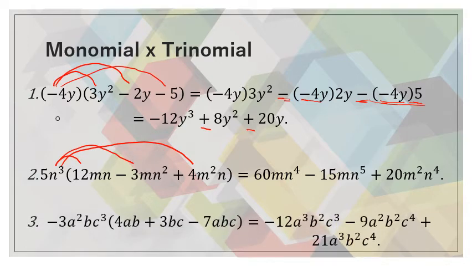And if we have negative 3a squared bc cubed multiplied to 4ab plus 3bc minus 7abc, so negative 3a squared bc cubed multiplied to 4ab will give us negative 12a cubed b squared c cubed. While multiplying that to 3bc will give us negative 9a squared b squared c to the power 4. And multiplying it to negative 7abc, again, we have here a negative, and this is a minus. So minus negative will give us a positive 21a cubed b squared c to the power 4.